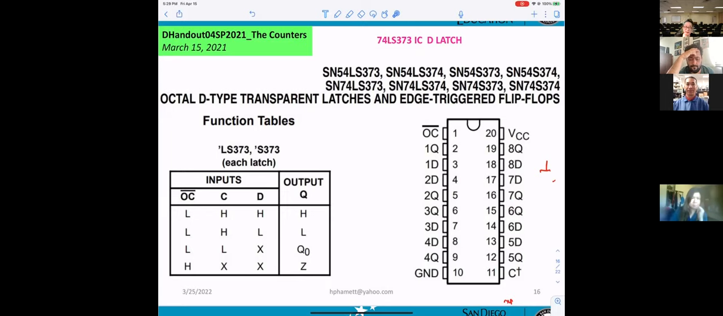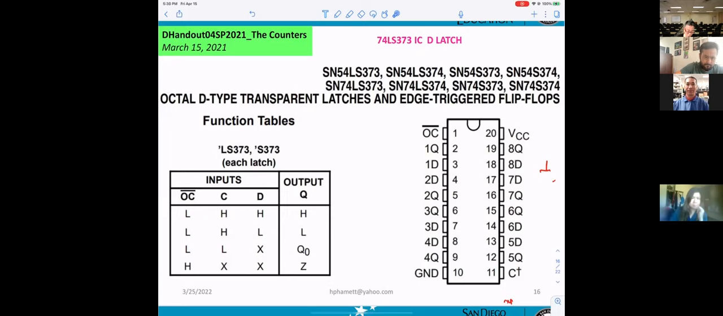The only thing I want to make sure when you're reading the input-output table is that you can understand it, okay? If output control is low, C high, D high, then output Q is high. Output control low, C high, D low, output will be low, okay?